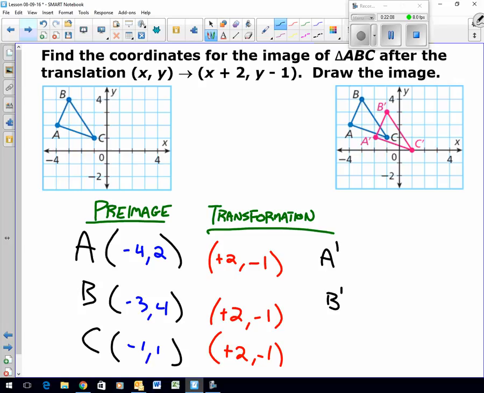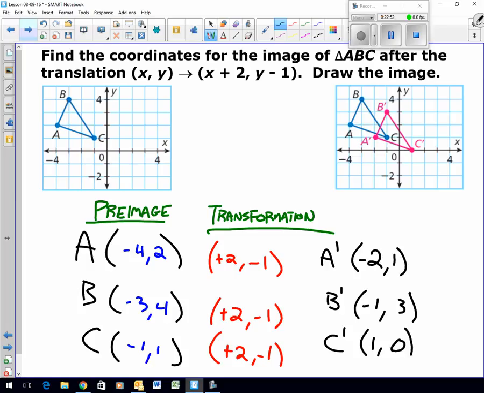Lucas, what's -4 plus 2? Perfect. Lucas, what's 2 minus 1? Okay. Cheyenne, what is -3 plus 2? -1. 4 minus 1, 3. Okay. -1 plus 2. 1. 1 minus 1 is 0.